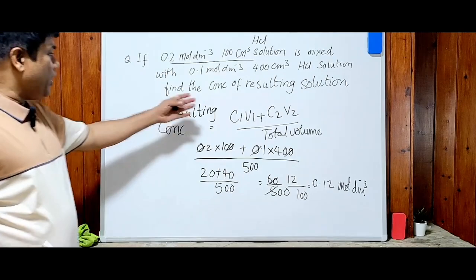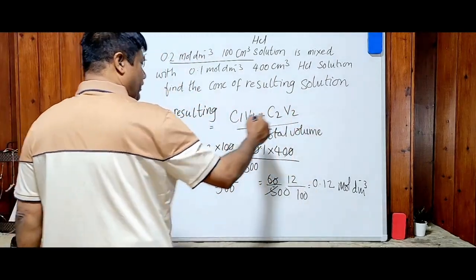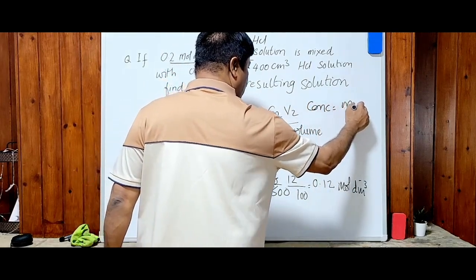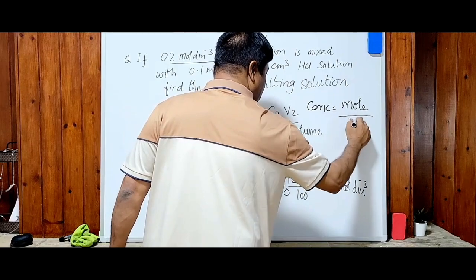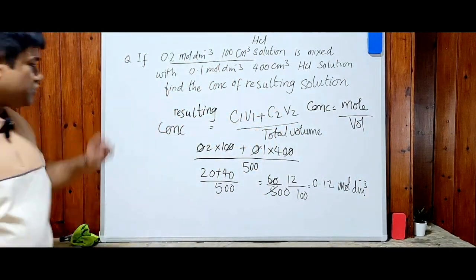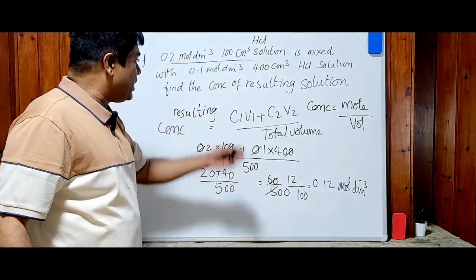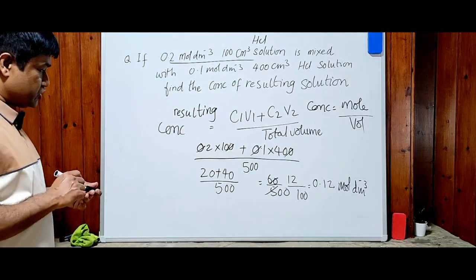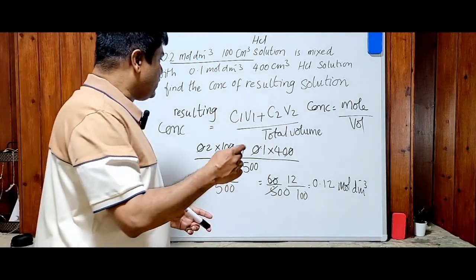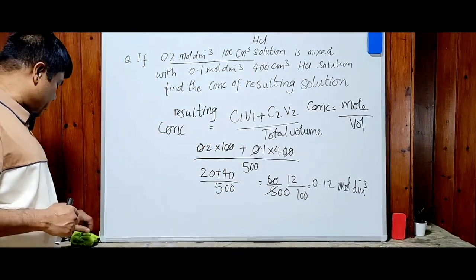Why? Because we are adding more volume. See the concept. We have already done that. Conc equals to mole over volume. When the volume increases, concentration decreases. So the concentration of the resulting solution should be less than the original concentration. Now, I will teach you one more concept that will come up in the examination.